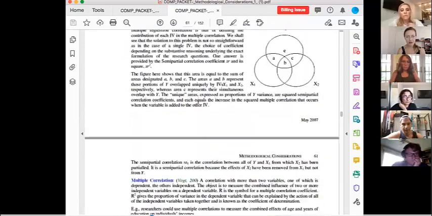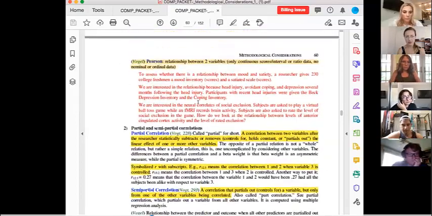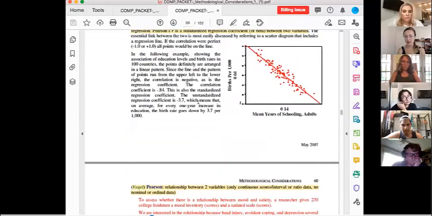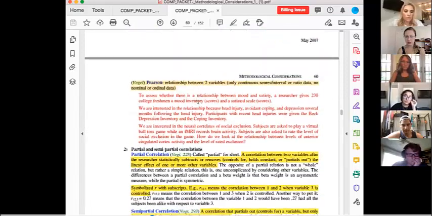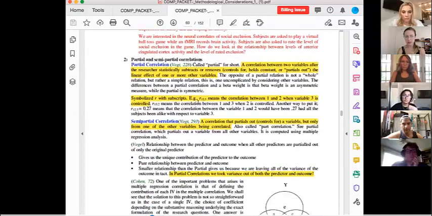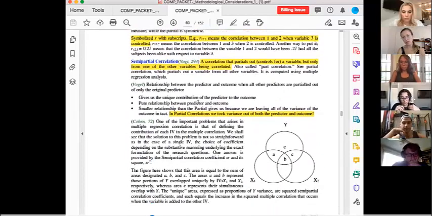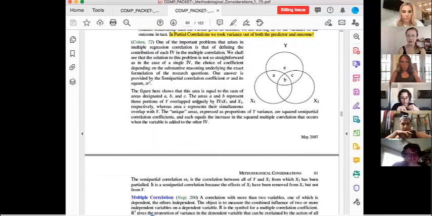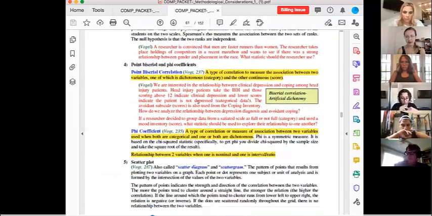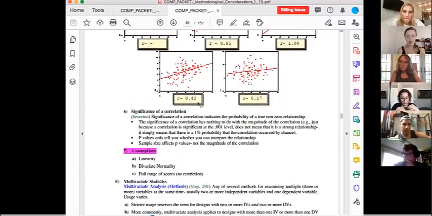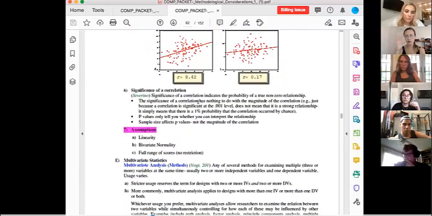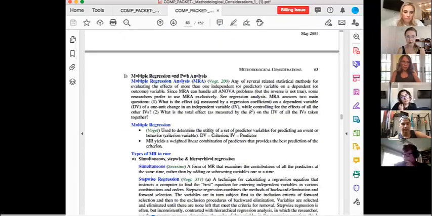A lot of this stuff is more the conceptual stuff from the year of stats. Some of these things, like part, partial, and semi-partial, the difference between mediation and moderation, things like that might be on it. That's what I mean by conceptual questions about your year of stats as opposed to the research design stuff.